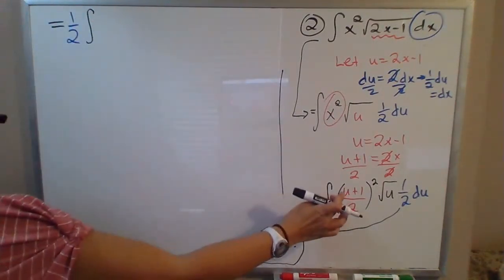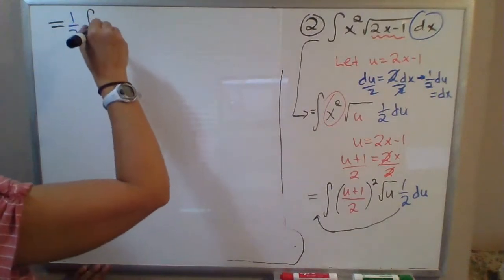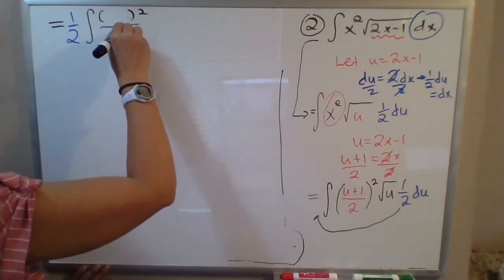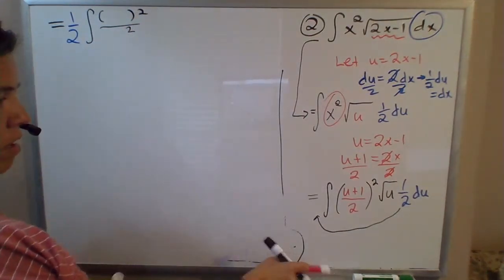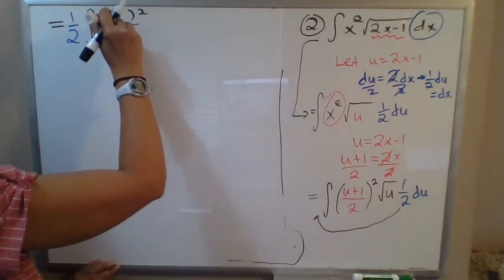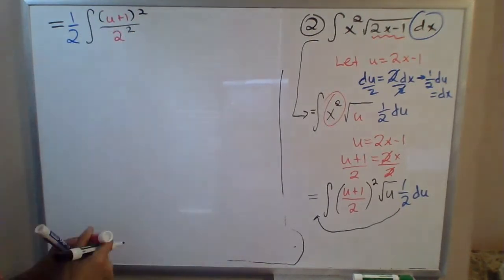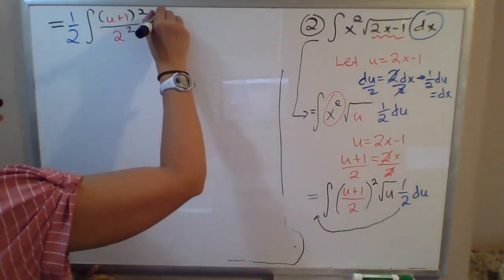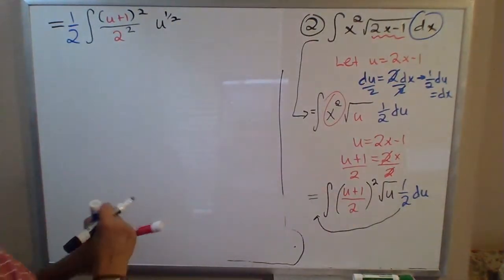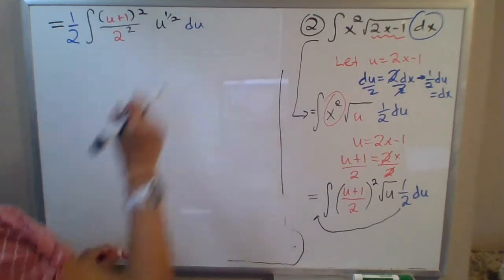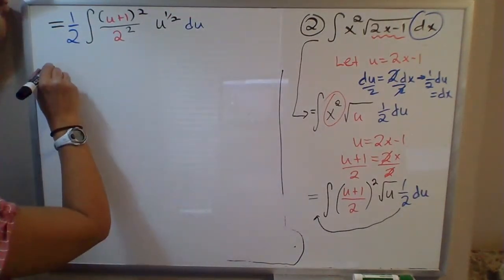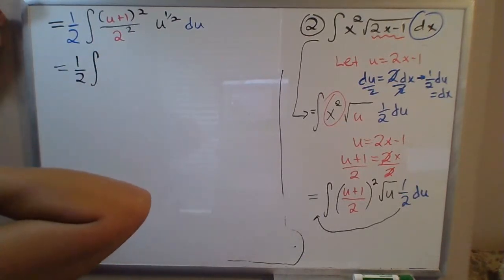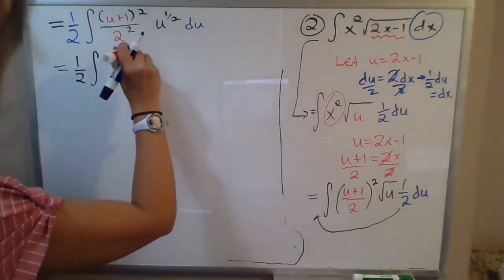Integral of, so if we've got this fraction squared, we can look at that as the numerator squared over the denominator squared. And so this is (u plus 1) squared over 2 squared, times the square root of u, which we can write as u to the 1/2, times du. All right, so this is 1/2 integral of, so (u plus 1) squared.